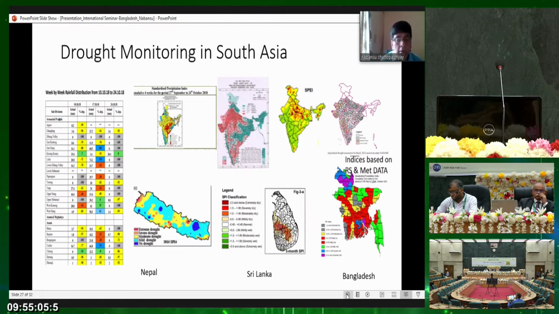And on drought monitoring, there are now about 150 drought monitoring indices, but SPI, SPEI, and some of the anomalies are doing a wonderful job. All the countries in South Asia, some have started and some are starting drought monitoring, so that they can appropriately give adaptation and mitigation plans, short and long term.